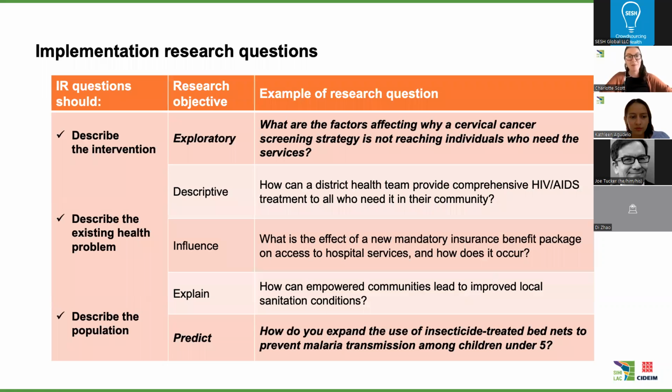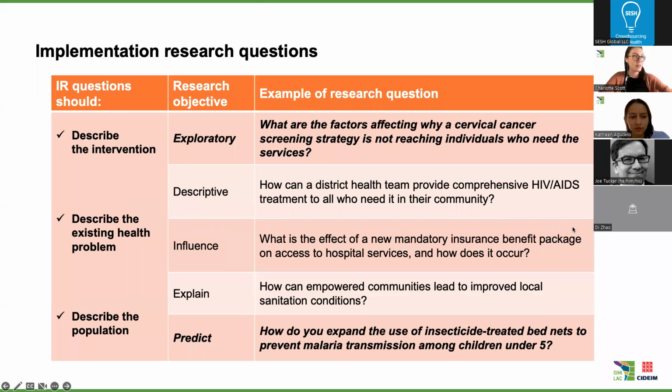So a concept related to implementation problems is the formulation of these implementation research questions. And these are the questions that will actually guide the course of the research. So a good IR question should include the following elements. Describe the intervention and what the health intervention consists of. Describe the intervention and the existing health problem that it intends to tackle. Describe the population or the stakeholders that are involved in the implementation strategy.